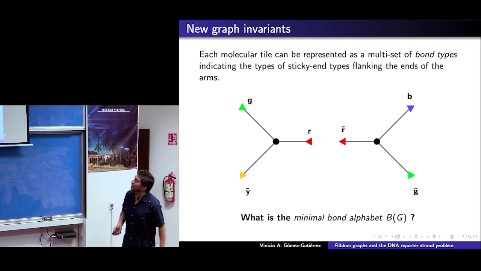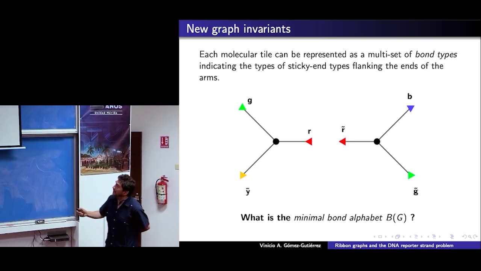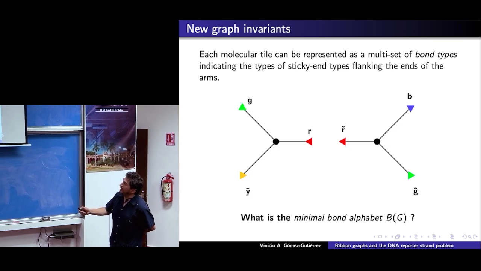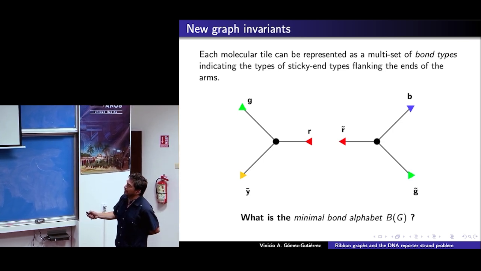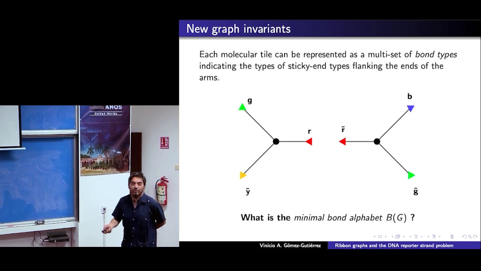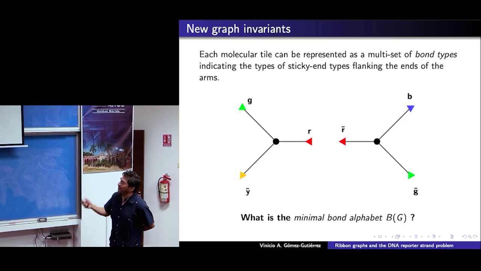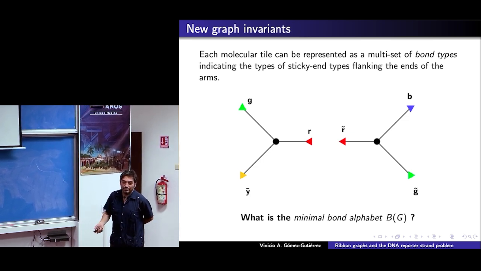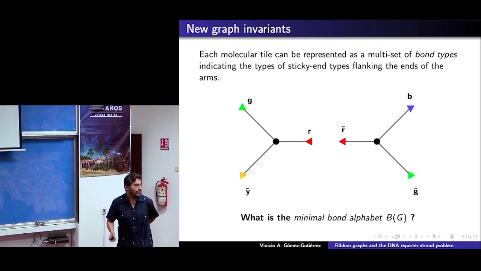Another graph invariant: each molecular tile can be represented as a multiset of bound types. So we put a letter to each arm, and if two arms can match together, we put a hat on the letter. So we need an alphabet to construct the graph. And what is the minimal bound alphabet? This is another question, and this is another invariant of the graph. There are new questions in graph theory.